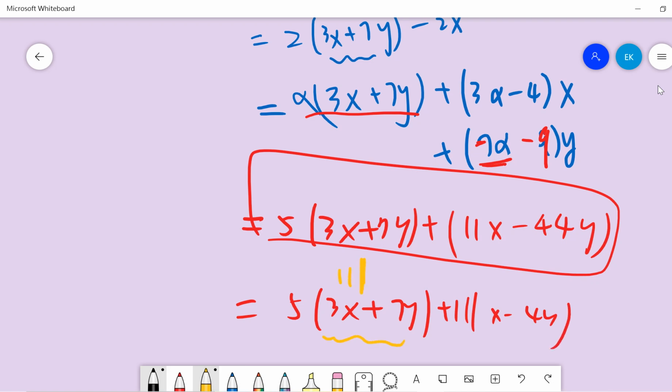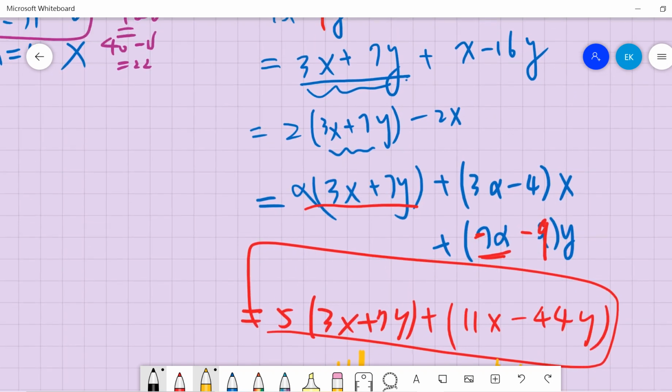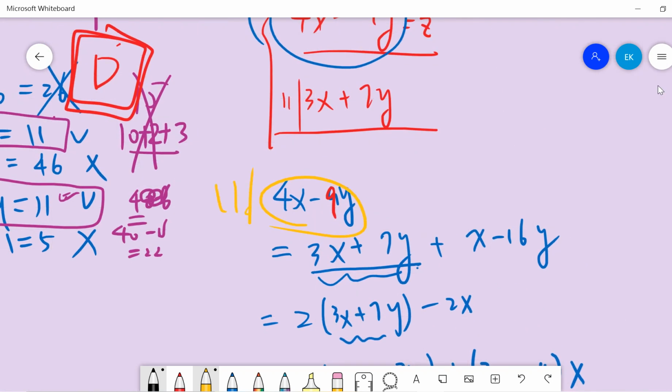So this is divisible by 11. This is divisible by 11. So this is divisible by 11. So 4x minus 9y is a multiple of 11.